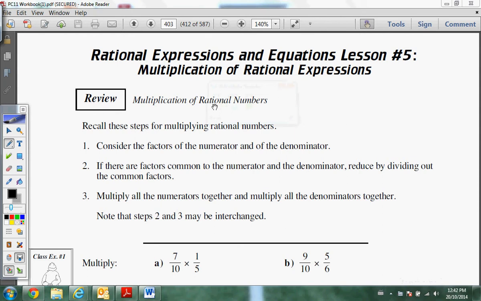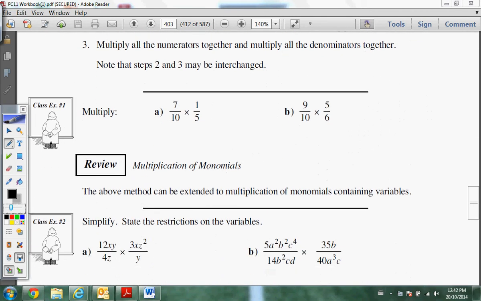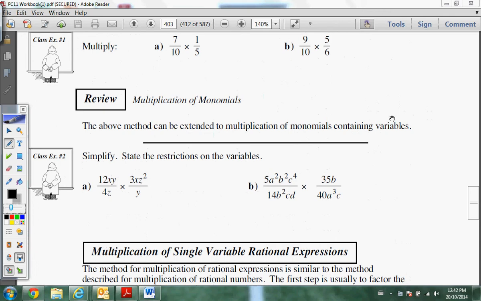So Unit 4, Lesson 5, multiplication of rational numbers. The first thing we're going to do real quick is talk about multiplication of fractions, just so we remember. Like I was explaining earlier, multiplication of fractions is probably the easiest fraction operation to do.